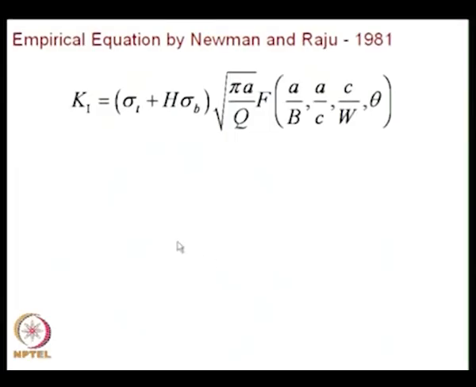and you should note that he had done a three-dimensional finite element analysis. Based on that, he had fit an empirical relationship, and the relationship is as follows: K1 equal to sigma t plus h sigma b multiplied by root of pi a divided by Q, and a function which is dictated by a by b ratio, a by c ratio, c by w ratio, and also the position theta.